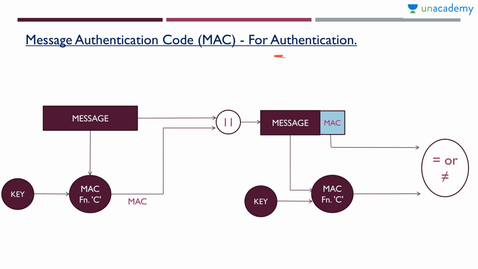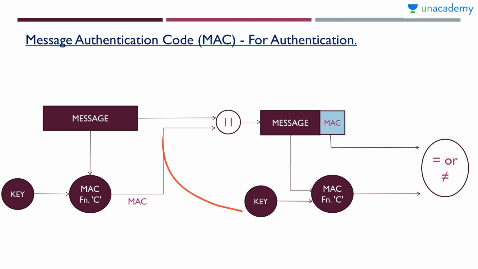Now see, if a third party comes here, that is, this is the sender side and this is the receiver side. After this attachment, we'll get message and MAC and we'll send it to the receiver. Now if a third party comes in between, in this communicating channel, he can get the message, he can see the message. So there is no security, there is no privacy. So this method is only used for authentication. We can only authenticate using this method.